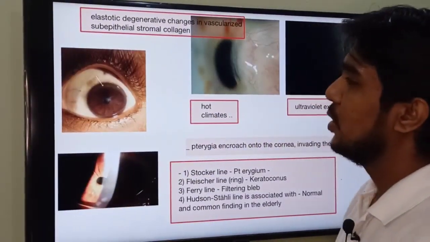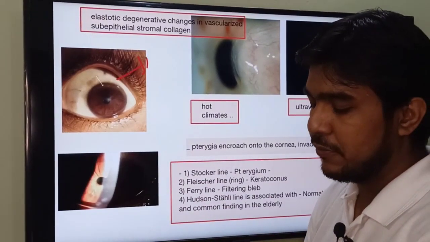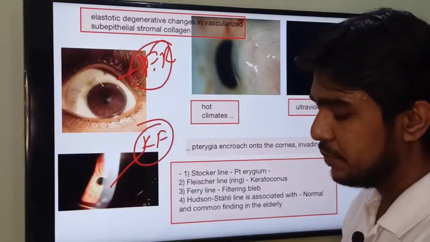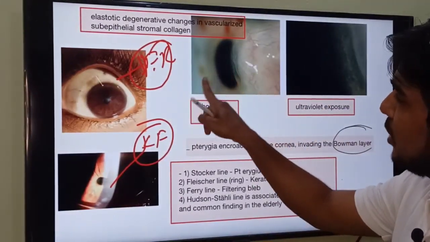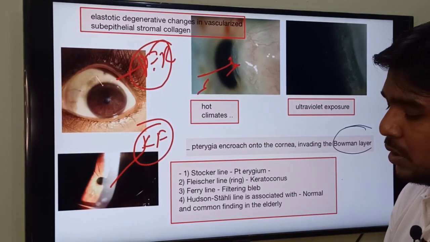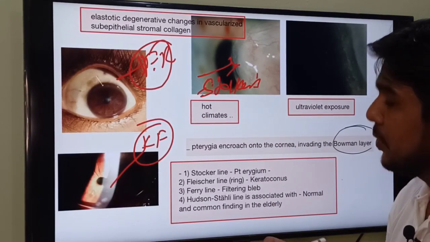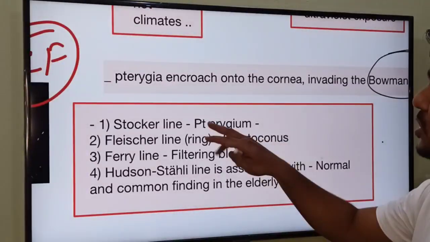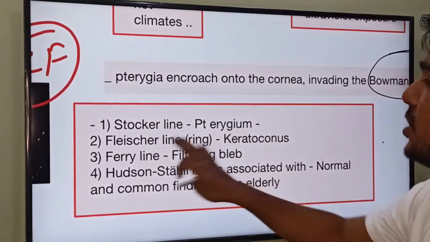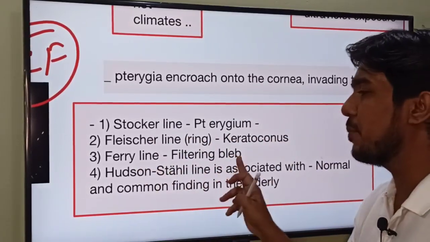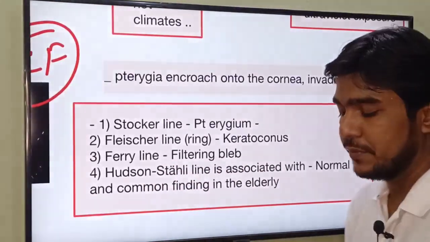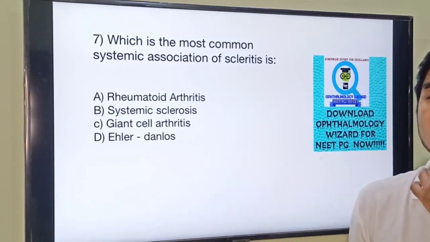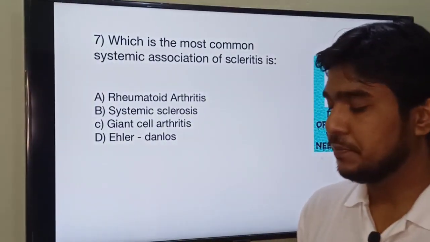And this is the Fleischer ring. Okay, FR. This is the KF ring. And this is what we call Stocker's line. Now I have written everything here. You can remember by just taking a screenshot: Stocker's line, pterygium; Fleischer ring, keratoconus; Ferry's line, filtering bleb; Hudson-Stahli line, associated with age. Got it? Now moving to the 7th question. That's very important.